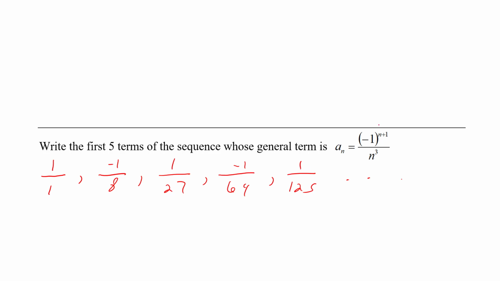And so you can see again that all this does is give us an extra factor of negative 1 or 1, depending on whether the exponent is even or odd. With the n plus 1, it starts out even, so you start positive, negative, positive, negative, positive.